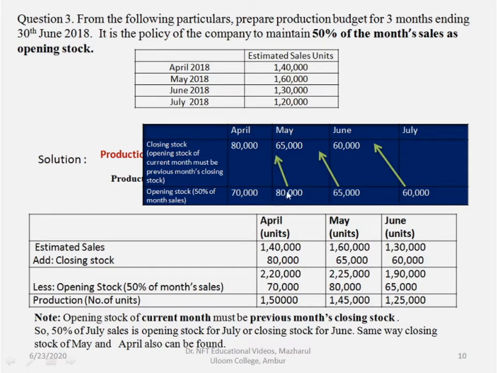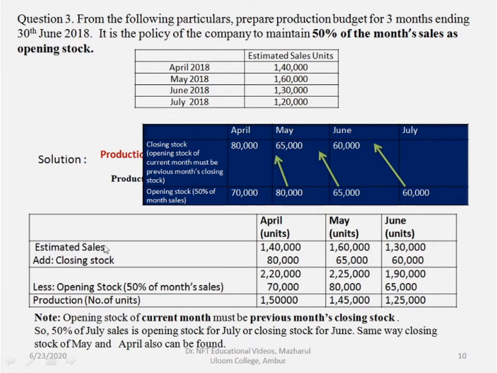opening stock of May will be the closing stock of April, or you can say June's opening stock is May's closing stock. Is it or not? So similarly, July's opening stock will be June's closing stock. So we have the closing stock of 80,000 for April, 65,000 for May and 60,000 for June.